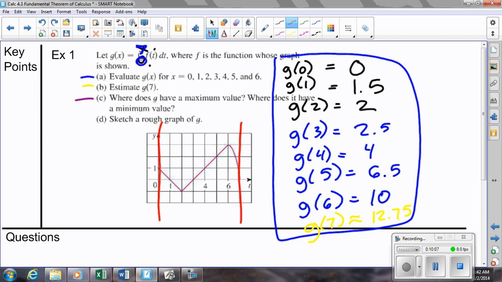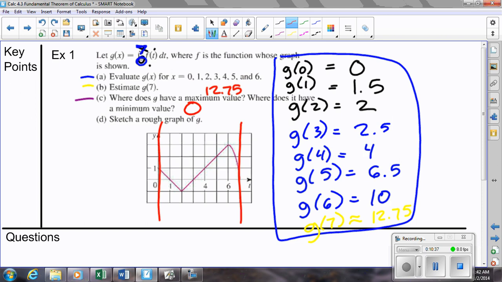So does it have a minimum value? Yeah, the minimum value of this one was an area of 0. Does it have a maximum value? Yeah, the total area of the entire piece would be a maximum value. Now, we don't know exactly what it is. Our estimate of the maximum value was 12.75.